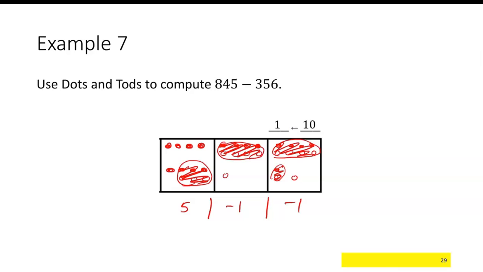If I want to make this something that society understands, I can get rid of one of these 5s, make it a 4, and basically add 10 over here. So that becomes 49 negative 1. I get rid of one of those 9s and add 10 over to the 1's place. I get 489. So 845 minus 356 is 489.